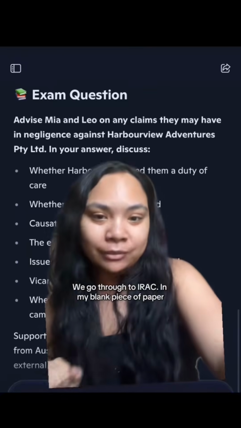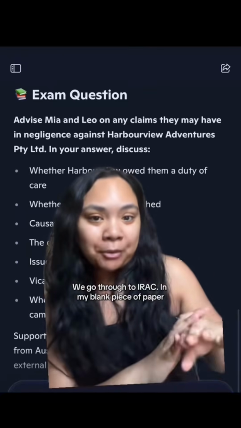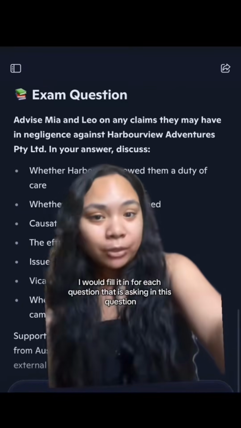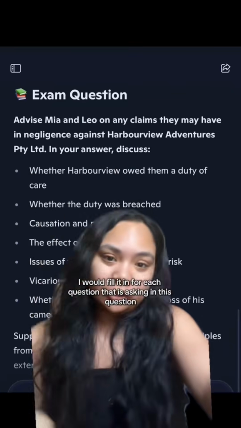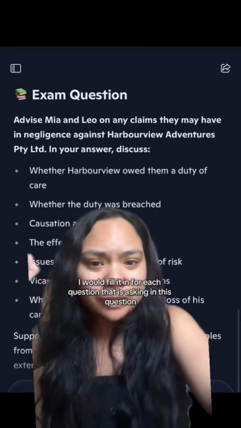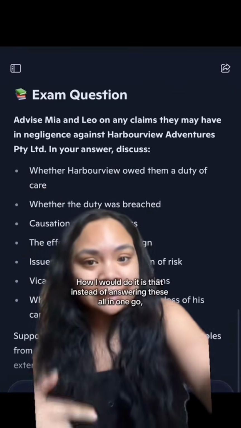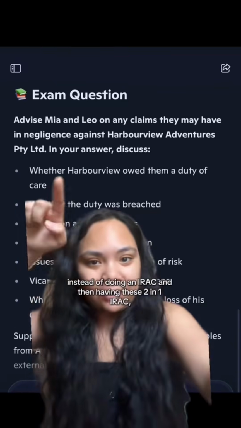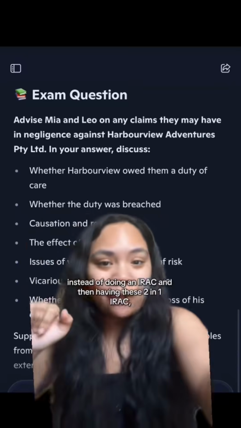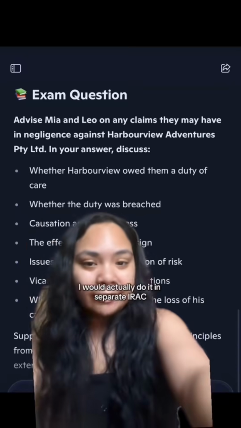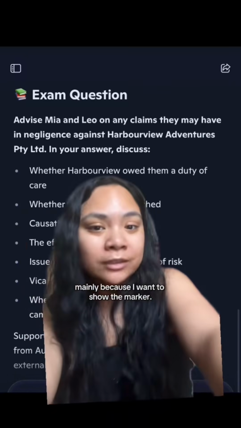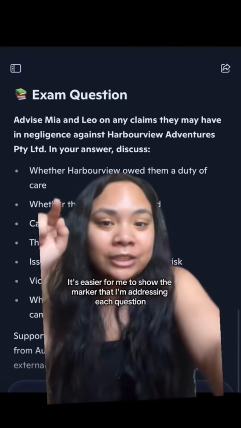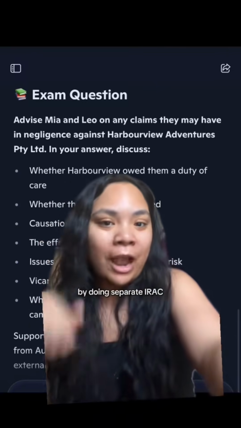We go to IRAC. In my blank piece of paper, I would just write IRAC and fill in that template. I would fill it in for each question that is being asked in this question. There's more than one. How I would do it is that instead of answering these all in one go, instead of doing an IRAC and then having these two in one IRAC, I would actually do it in separate IRACs, mainly because I want to show the marker that I'm addressing each question.